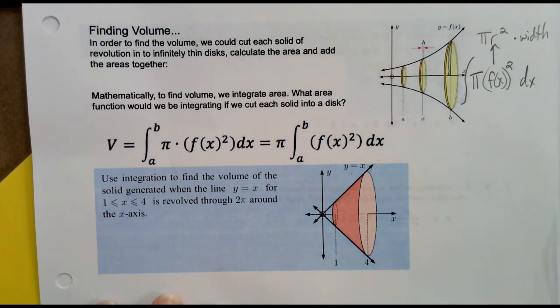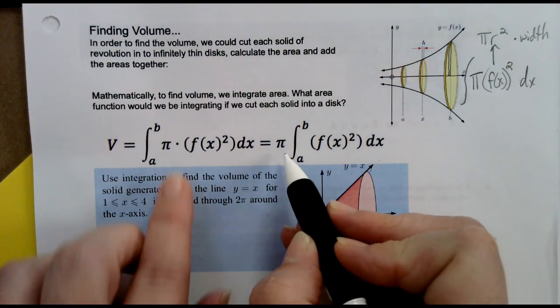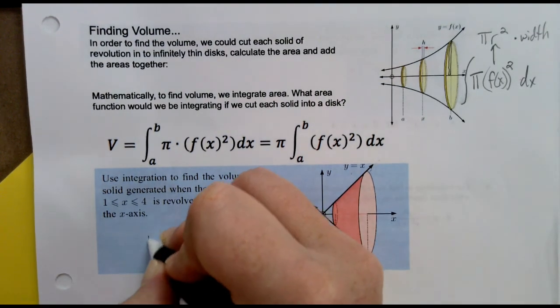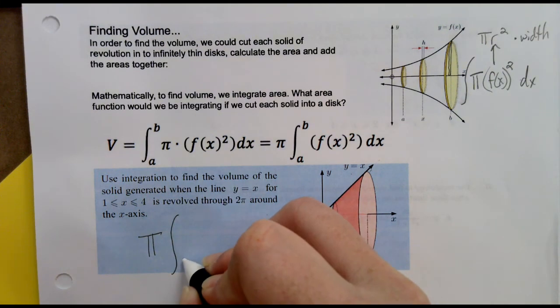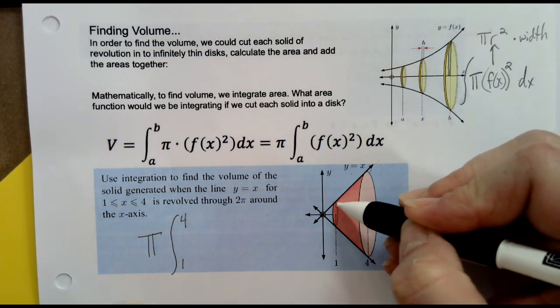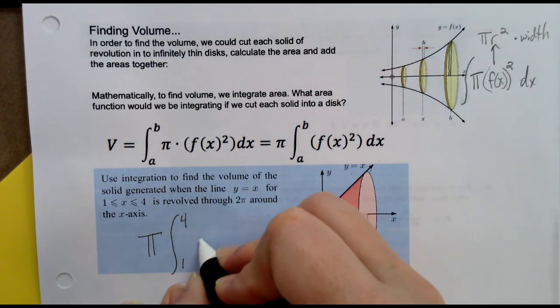Anyway, so what would we do with this? Do y'all want to put the pi in front? Yes. Pi in front. Okay, pi times the integral from 1 to 4 of, okay, it's y equals x. So the x value is the y value. Y equals x. So it would be x squared.